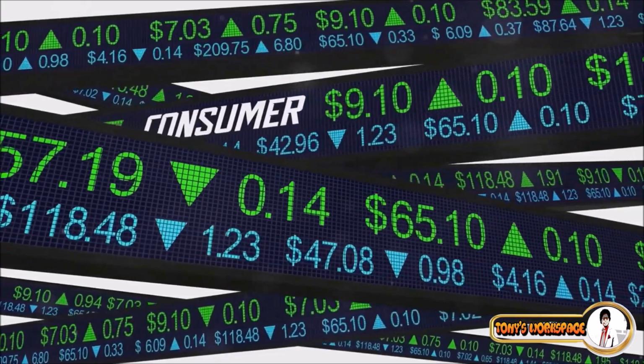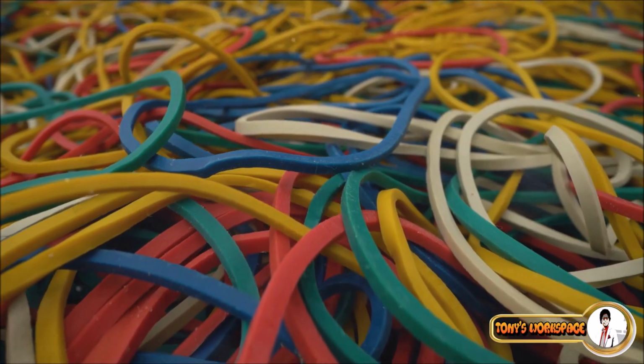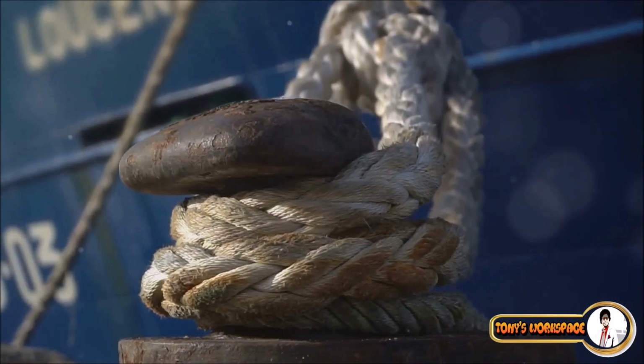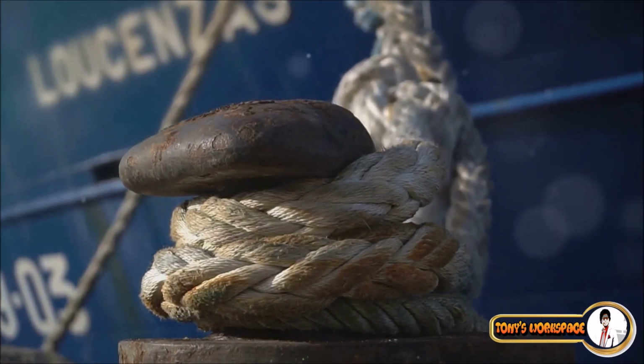When demand changes a lot in response to a change in price, we say the demand is elastic. It's like a stretchy rubber band. On the other hand, when demand changes very little in response to a change in price, we say the demand is inelastic, similar to a stiff rope.